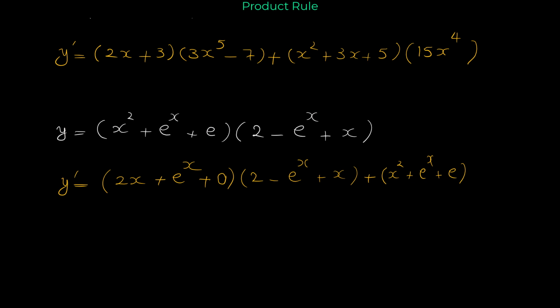Derivative of 2 is 0, so we have 0 minus the derivative of e to the x, which is e to the x, and the derivative of x is 1. And so this is the derivative of that given function.